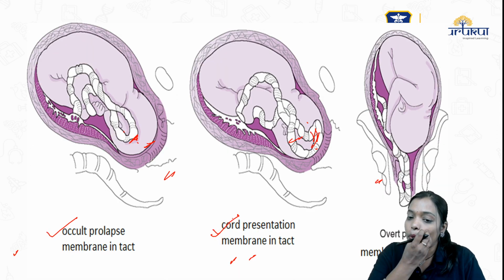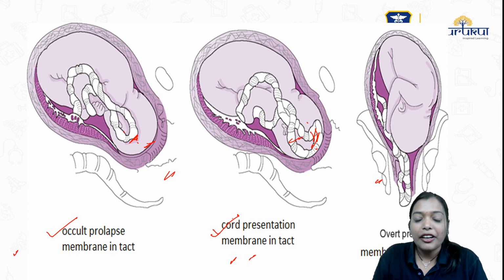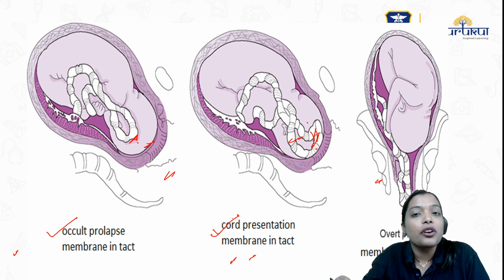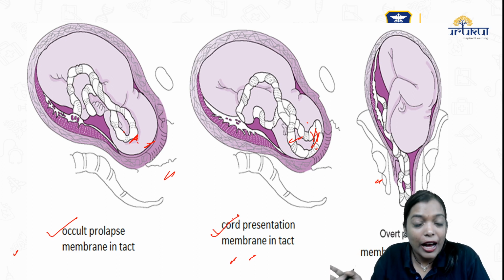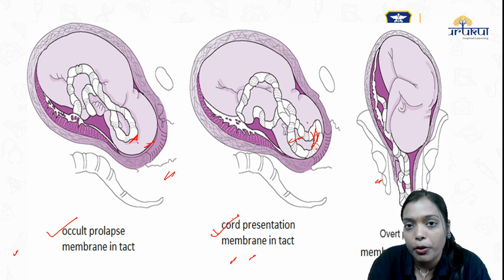Next, when the umbilical cord comes out, then you call it overt prolapse. Occult means it is at the verge of getting prolapsed, but it is not yet prolapsed. Membranes are intact. When the umbilical cord comes out, you call it overt prolapse.